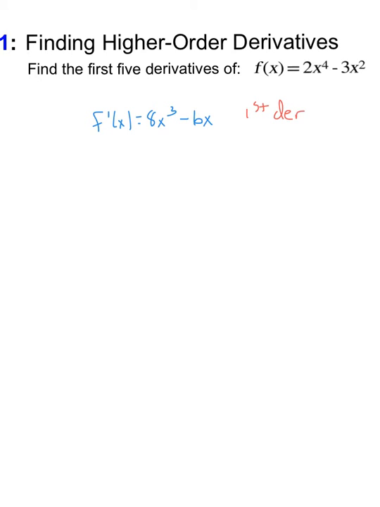So that's our first. And then our second derivative is going to be noted by f double prime of x, equals. And so this time we're going to take 3 times 8, which is 24, and reduce that by 1, and 1 times negative 6, which is negative 6, and that goes away because it has a value of 1. So we get 24x to the 2nd minus 6. So you're just finding the derivative over and over again. So this is our second derivative.